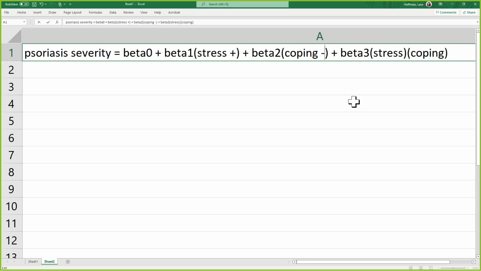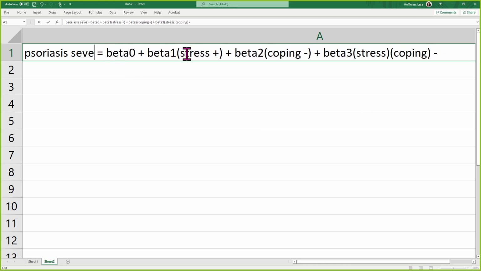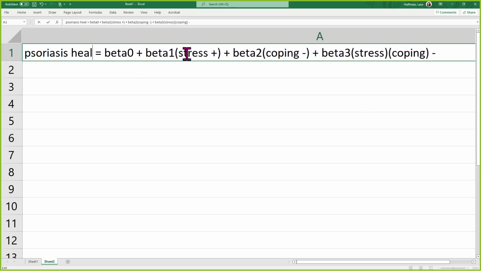So then my interaction term. If coping mitigates the effect of stress, what direction is my interaction term going to be? This is going to be a negative one. Yeah, because it reduces the effect of stress on severity. So people who have more coping would have a smaller beta 1, essentially, as it trickles through the system. Yep. What if I changed it to be something more positive, like psoriasis health?